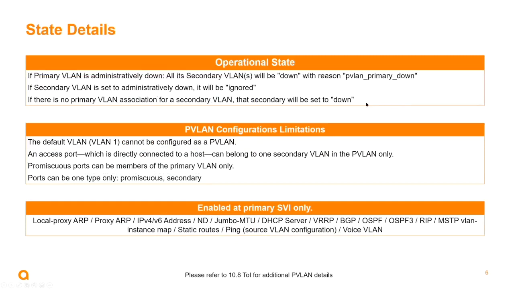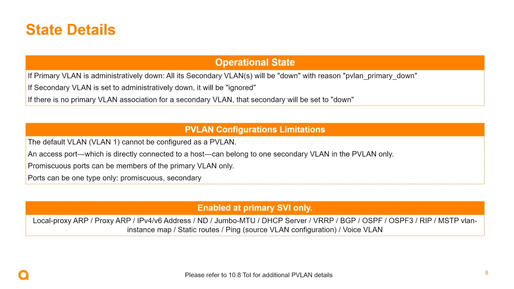Some other details to be aware of with regard to PVLAN. With regard to the operational state, if the primary VLAN is administratively down, all of its secondary VLANs are going to be down, with the reason showing as PVLAN primary down. If the secondary VLAN is set to be administratively down, it's going to be ignored. If there is no primary VLAN associated with a secondary VLAN, then that secondary VLAN is going to be set to down.